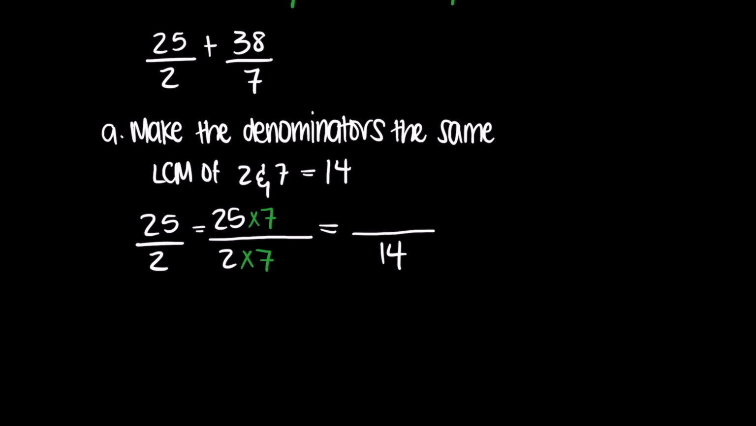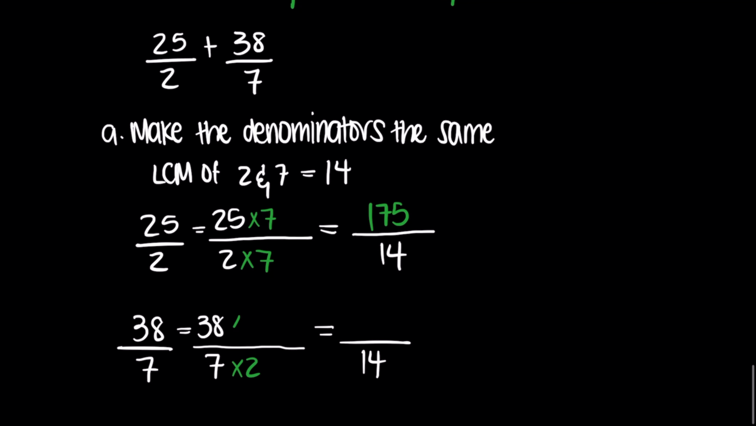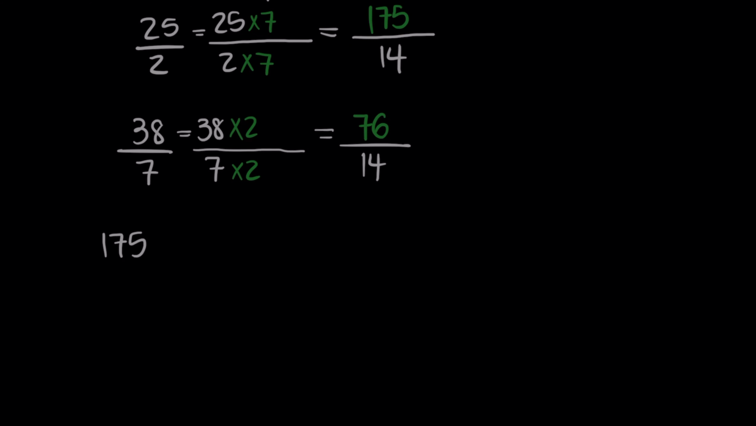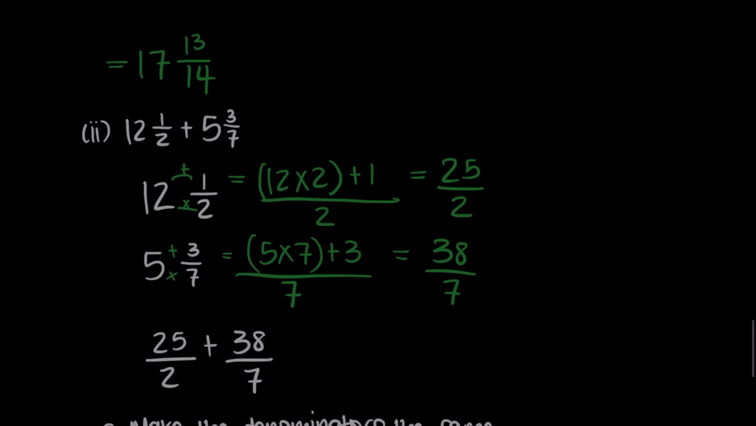But we need to do the same thing to the numerator. And so our new fraction is 175 over 14. Following the same process, we find an equivalent fraction for 38 over 7 with a denominator of 14. In this case, it is 76 over 14. Next, we add 175 over 14 and 76 over 14. And we get 251 over 14, which we can then convert back to a mixed number. And this gives 17 and 13 over 14, which is exactly what we got the first time doing this.